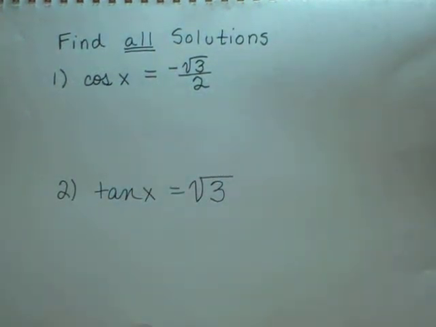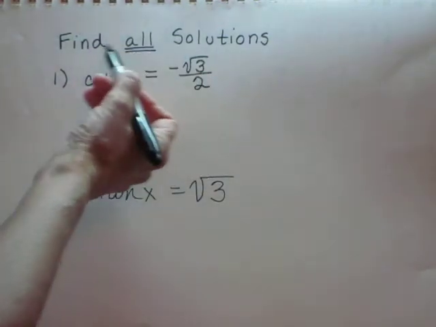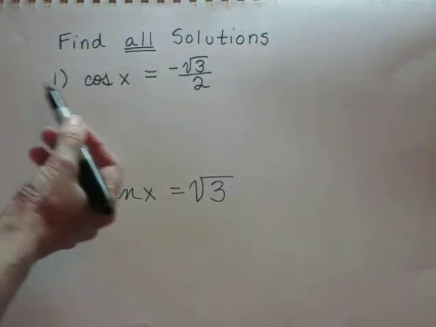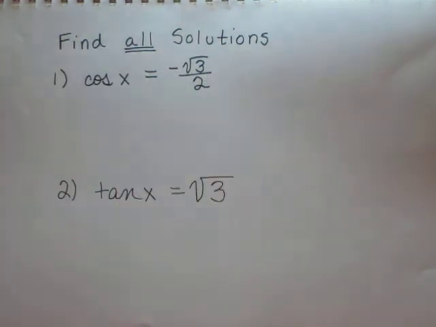Hello classes, today we're going to take a look at some problems solving some trigonometric equations from section 5.5. Our first couple of problems we're going to find all the solutions to our equation. So for number 1 we have the cosine of x is equal to negative root 3 over 2. So we're really ready to find out what angle or angles have a cosine of negative root 3 over 2.